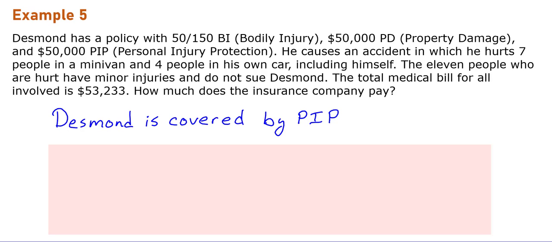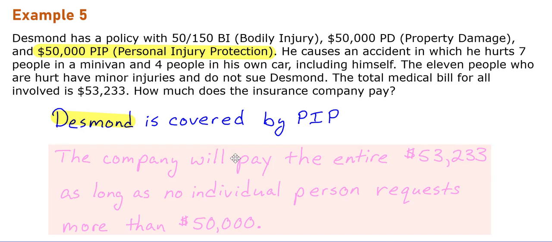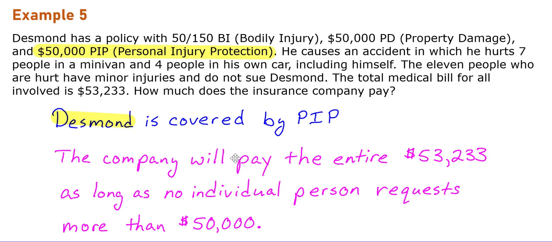Now, Desmond himself is covered by the personal injury protection. So that means this personal injury protection covers Desmond. And the company will pay the entire $53,233 as long as no individual person requests more than $50,000. So going back to this top part, we know that 50 means 50,000 per person, and the 150,000 max.